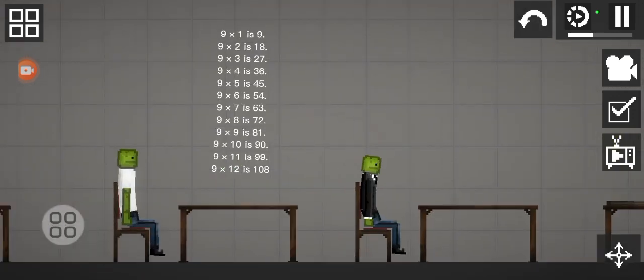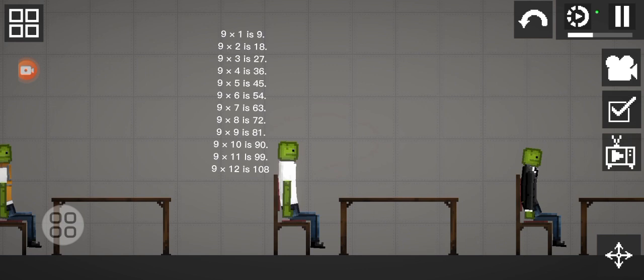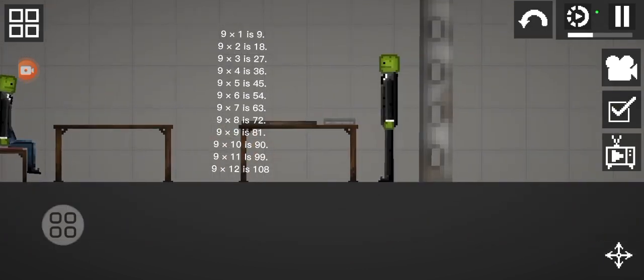9 times 1 is 9. 9 times 2 is 18. 9 times 3 is 27. 9 times 4 is 36. 9 times 5 is 45. 9 times 6 is 54. 9 times 7 is 63. 9 times 8 is 72. 9 times 9 is 81. 9 times 10 is 90. 9 times 11 is 99. 9 times 12 is 108.